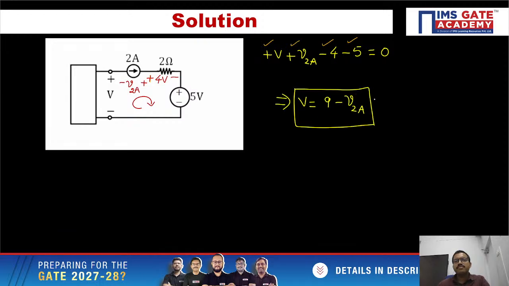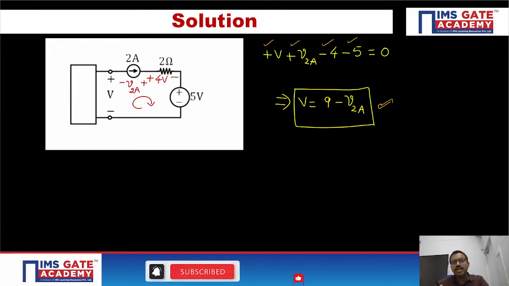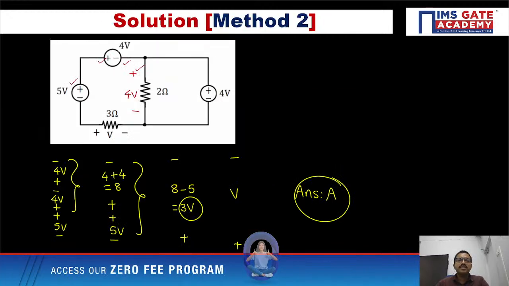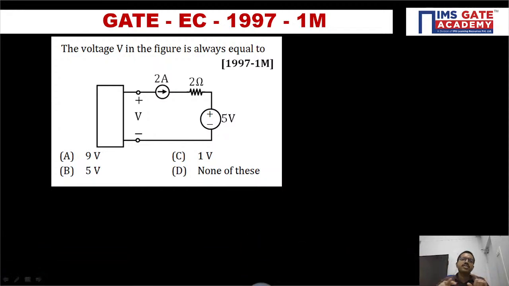From here, what you are getting: V equals 9 minus V_A. Unless we know the voltage across the 2 ampere source, we cannot give the conclusion. Suppose the voltage across the 2 ampere source is 0 volt, then you are getting 9. If it is 8 volt, then you are getting 1 volt. If it is 4 volt, then you are getting 5 volt. So unless you know the voltage across the current source, we cannot tell the voltage across that whole configuration of the right hand side 3 components, right? That is the reason in this question option D is correct.